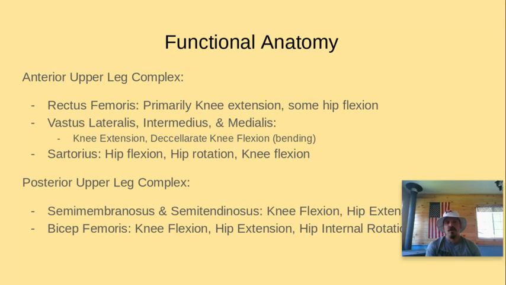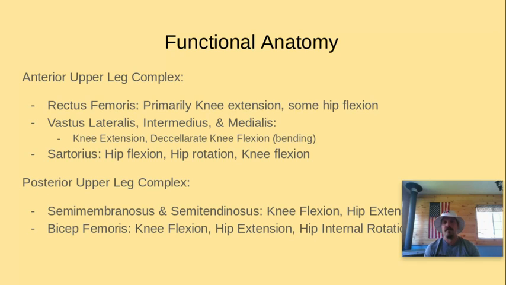So our next two are the anterior upper leg complex. These are the quad muscle group, if you remember correctly. We've got the rectus femoris, which is primarily a knee extensor, but it does do some hip flexion. So this is where it gets intricate, but the iliopsoas may be the true hip flexor, but then we've got other muscles that help out and come into play there.